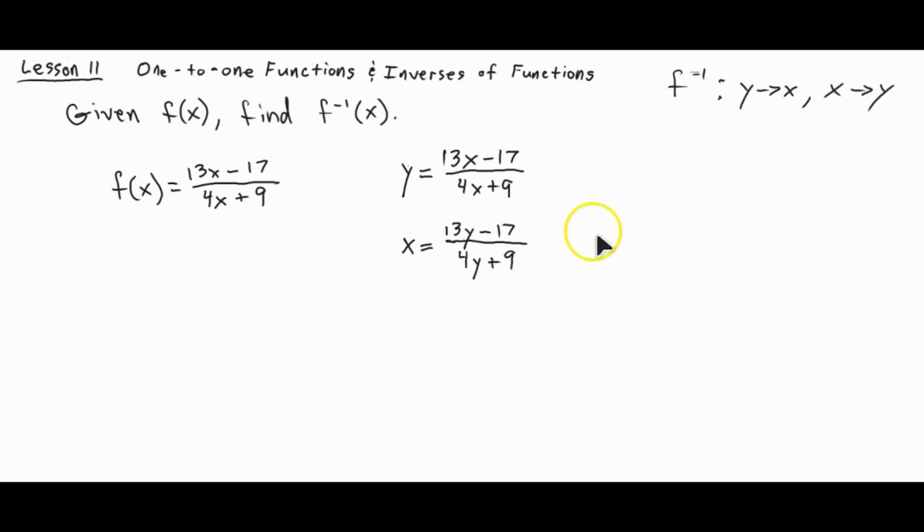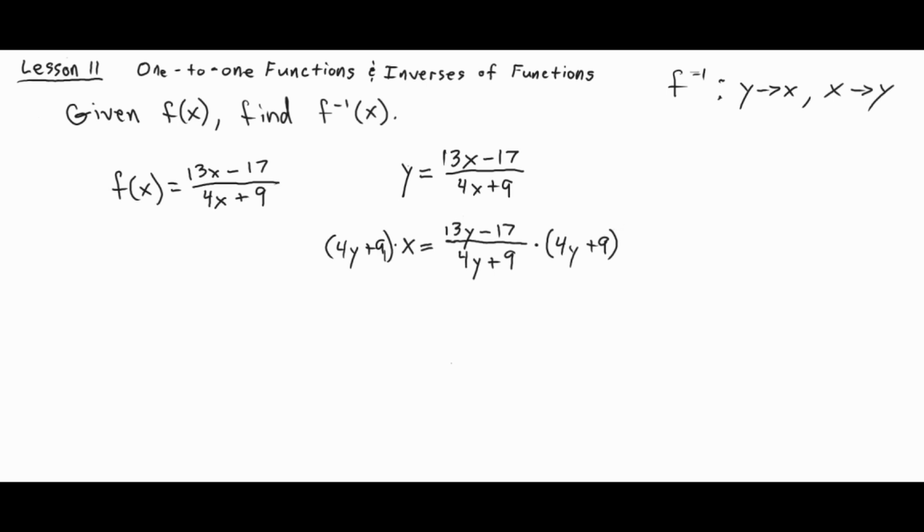Okay, and so now we're going to do what we normally do when dealing with rational functions. If we're trying to solve them, we want to cancel this denominator, and so in order to cancel the denominator, we're going to multiply by the denominator. So we're going to multiply by 4y plus 9, and of course we have to do that on both sides. So we'll multiply over here by 4y plus 9.